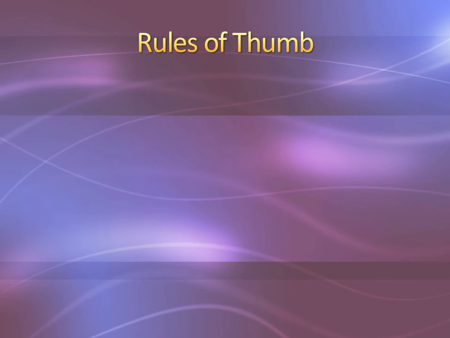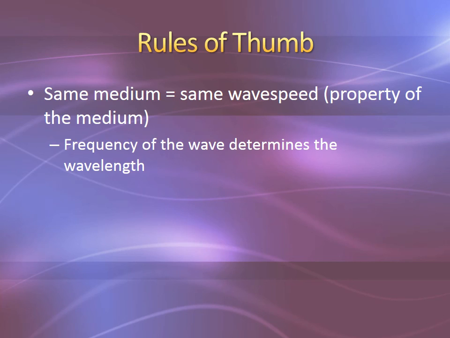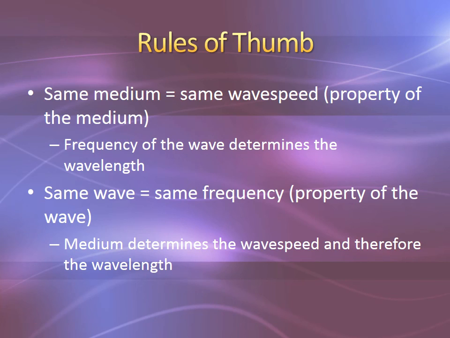Here are some rules of thumb, and this functions as your summary slide. The same medium equals the same wave speed, all right, that's a property of the medium, not a property of the wave itself. The frequency of the wave then will determine the wavelength in that medium. The same wave is always going to be the same frequency because it is a property of the wave. That means that the medium will determine the wave speed and therefore the wavelength for that particular wave in that medium.